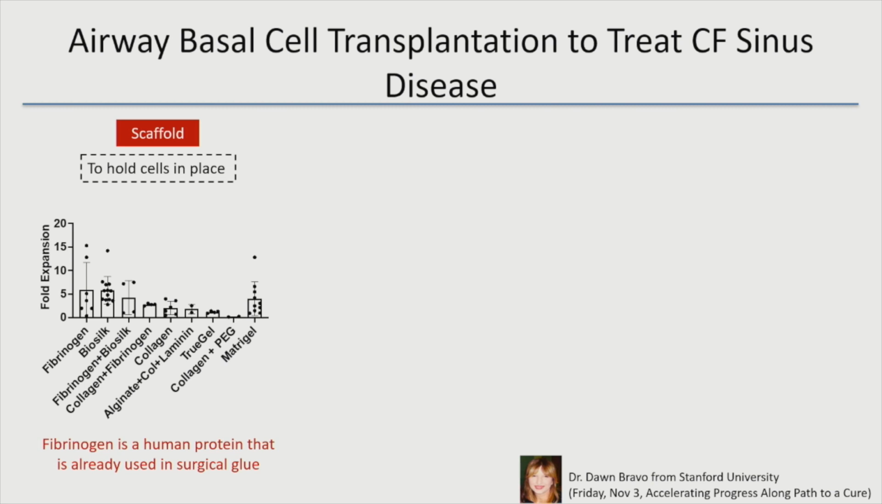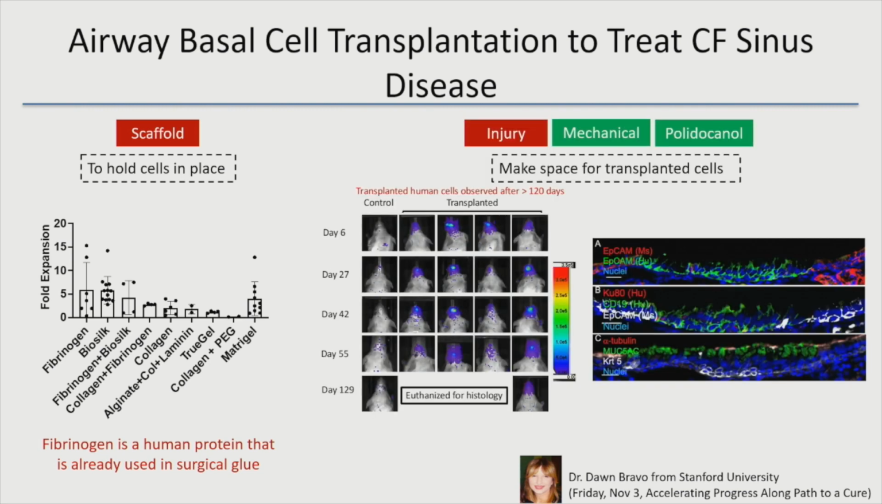Here we screened several scaffolds to hold the cells in place when you put them back into the sinuses. We found fibrinogen as our lead candidate because it's a human protein that's not immunogenic. Dr. Bravo looked at several different injury mechanisms. We want to go with mechanical injury for the human application, but for the proof of concept studies, we used polydocanol. We treated these mice with polydocanol to make space for the exogenous cells, and then we put our gene-modified cells into the mice after encapsulation in fibrinogen.